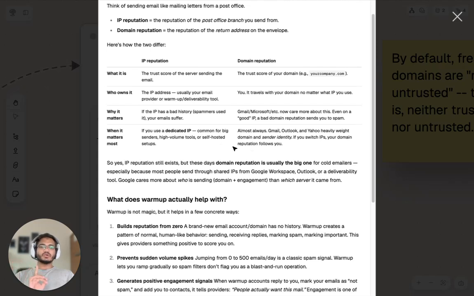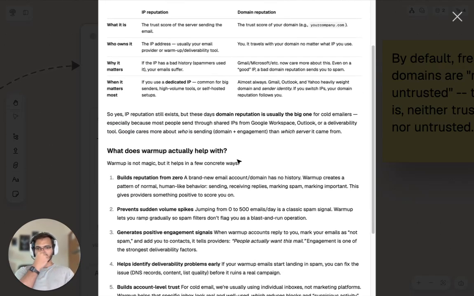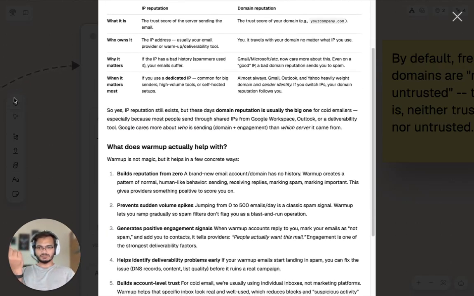It nearly always comes down to the domain reputation, and this is what he's trying to say. The domain reputation is usually the big one for cold emailers, especially because most people send through shared IPs from Google Workspace, Outlook, or a deliverability tool. And Google is going to care about who is sending, like what's the domain and what's the engagement level, then where it's coming from, because the where part is usually solved.